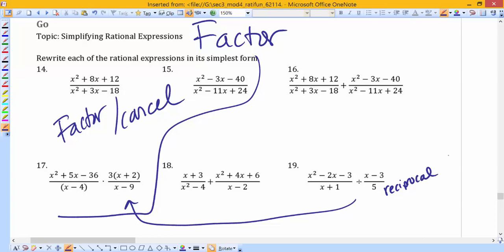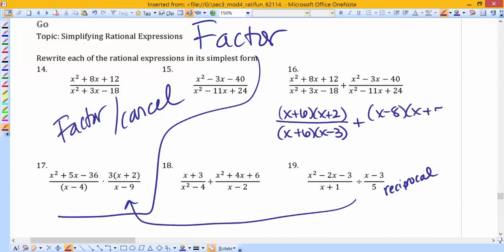And then you guys can cancel. Do not cancel until you take the reciprocal. Now 16, I can factor the top. Well, I can factor all of these. So this is x plus 6. Forgot the plus sign. x plus 6, x plus 2 over x plus 6, x minus 3, plus x minus 8, x plus 5 over x minus 8, x minus 3. Oh, this is a nice one for you guys.